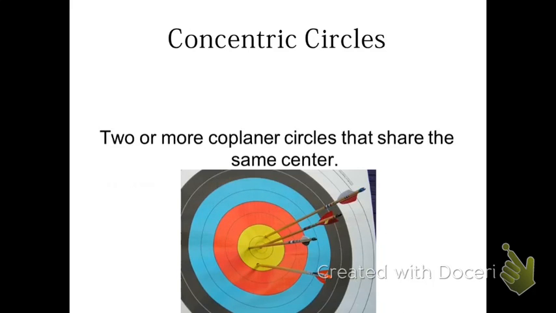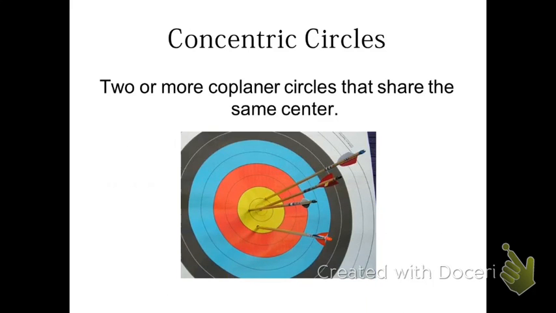A similar word would be concentric circles. Well, congruent circles are circles that are the same size. Concentric circles, focus on this word right here, are circles that have the same center. So, you can think of all of these circles that make up the target as concentric. Two or more, in this case many, circles that share the same center.